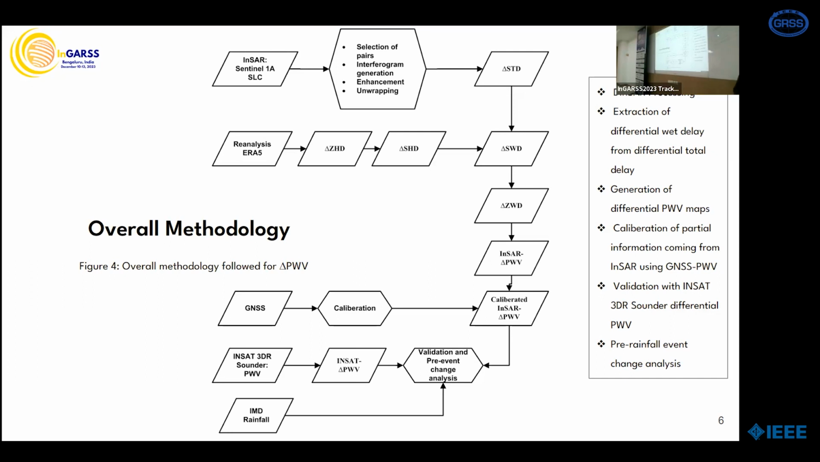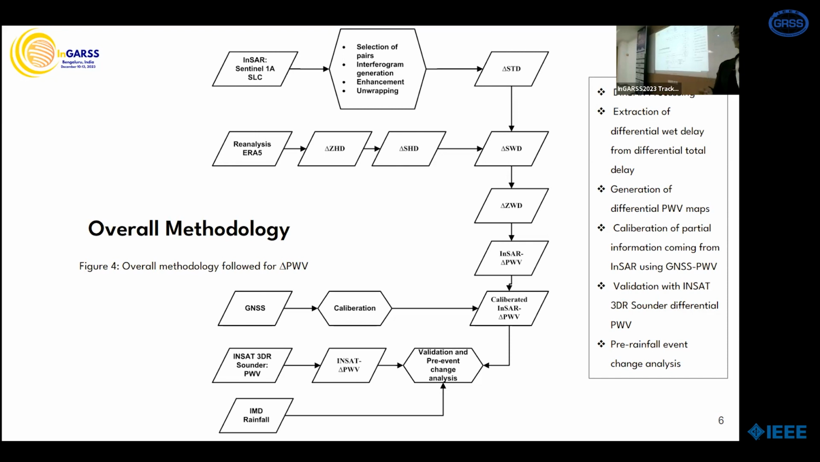The unwrapped information from the differential interferograms gives us the differential slant total delay. We arrive at the wet delay as in the previous slide. The hydrostatic delay, the dry information, I have to remove from the total delay to get the wet information. I take that dry information from the reanalysis data set, ERA5, and then finally arrive at the InSAR PWV.